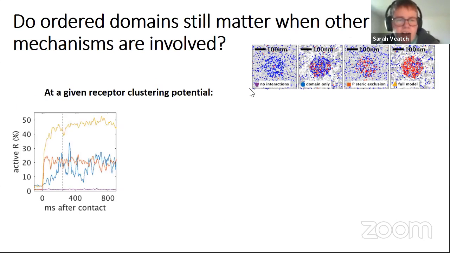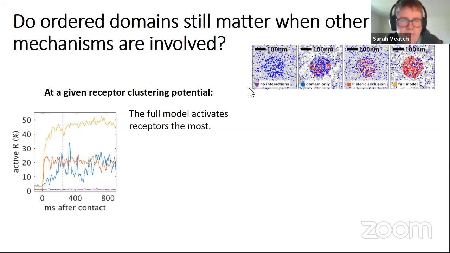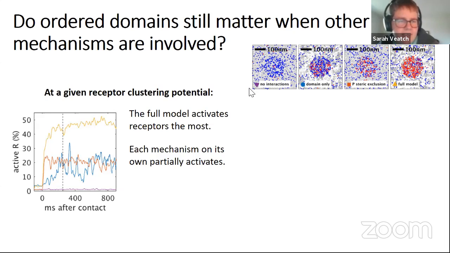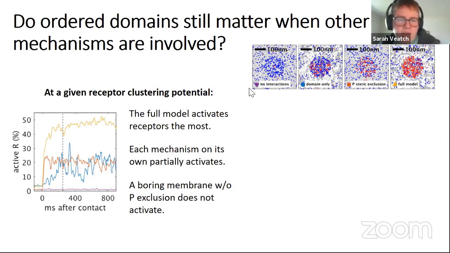So for a given receptor clustering potential, basically some propensity for these receptors to be in this domain, we can get activation in the full model where we have both types of interactions. We can get a moderate extent of activation looking at each of these effects on its own. And we've set this up so that in a boring membrane without this phosphatase exclusion, no domains, no exclusion, these receptors don't activate just by clustering them. To some extent, this is a choice of parameters, but it's actually pretty robust. There are a lot of parameters you could choose to get this result.